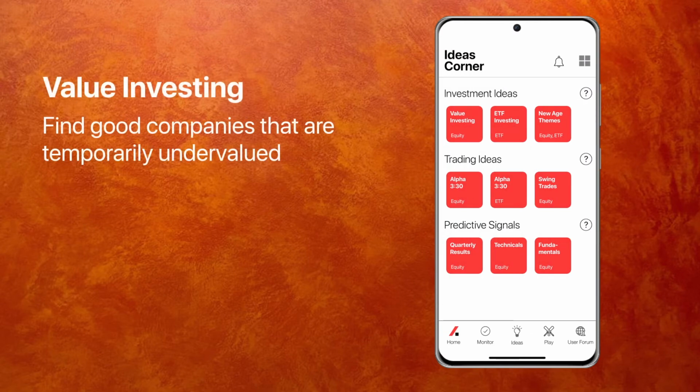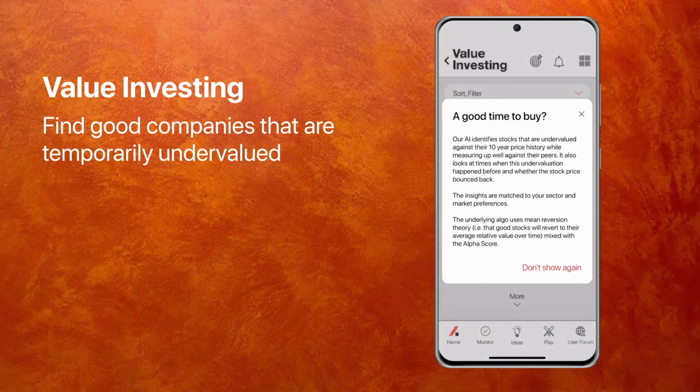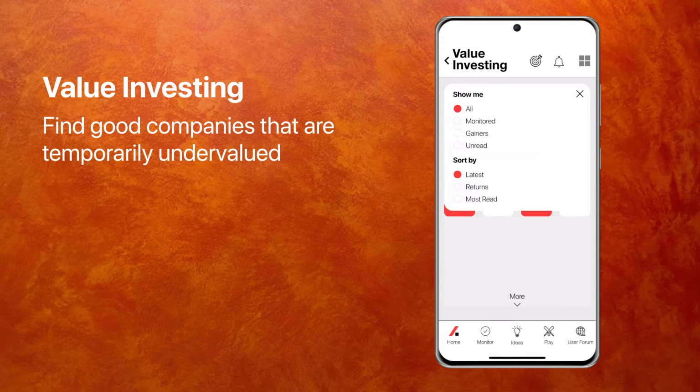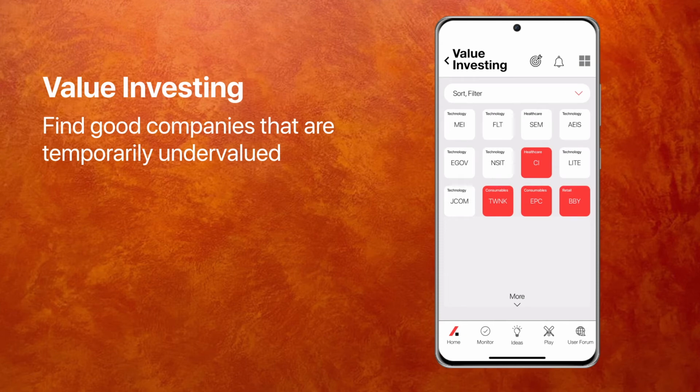Let me show you value investing. And value investing is really a longer term algo which looks for companies whose fundamentals have not changed, but the price has dropped. So on the theory that the price will bounce back, the mean reversion theory, let's see how it works. So again, I can sort and filter in any way I like. It's showing me the latest ones. I want to see what is being most read by others. So now it is showing me the most read insights.